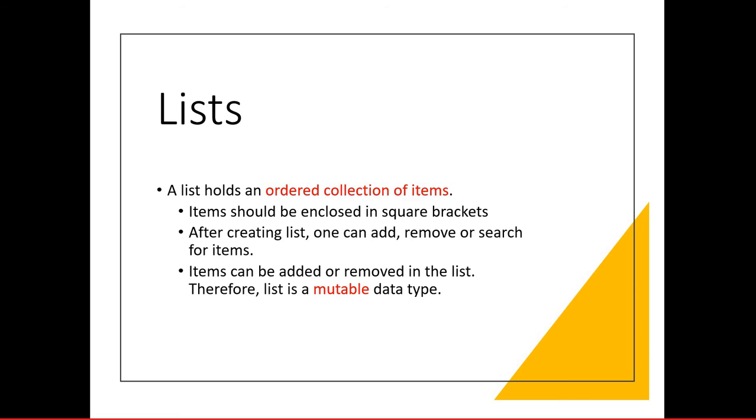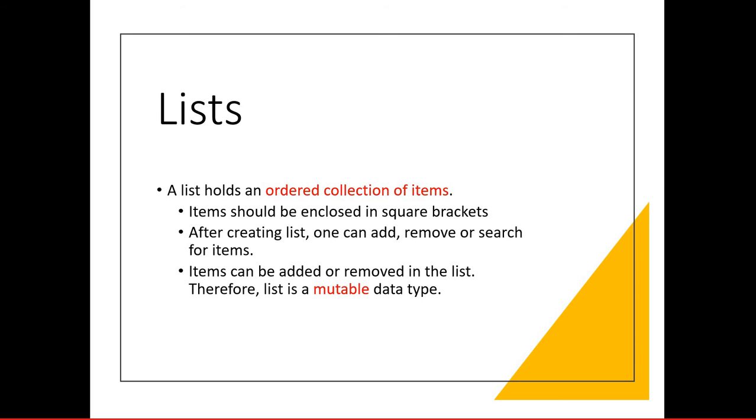So in a list, you have a collection of items. Then you can remove items and you can add items. Because you can change the content, we call it by a special name. A list is a mutable data type. The term mutable means you can change it the way you want. I think now we can go for an example.